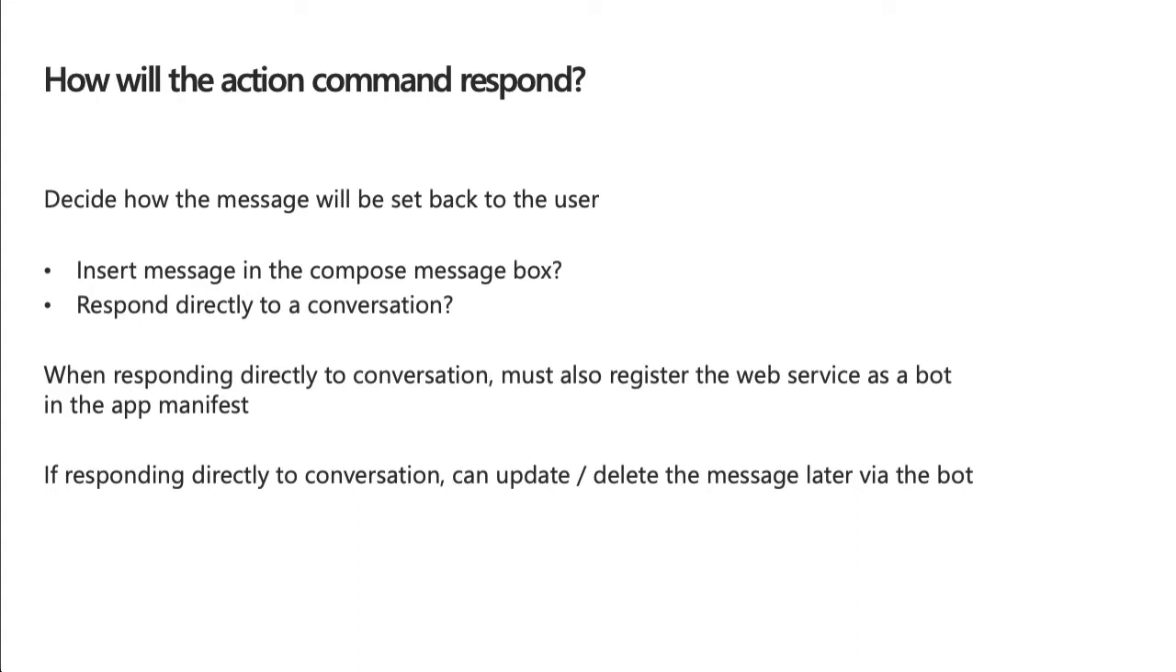Now, after registering the messaging extension, you need to decide how the final message will be sent. For example, will the final message be inserted into the compose message box, or should it respond directly to the conversation? Now, if you respond directly to the conversation, you're also going to need to register your messaging extension as a bot, because that's the only way it can write to the conversation. This option will allow you to update the response because the reply was initiated by the bot.